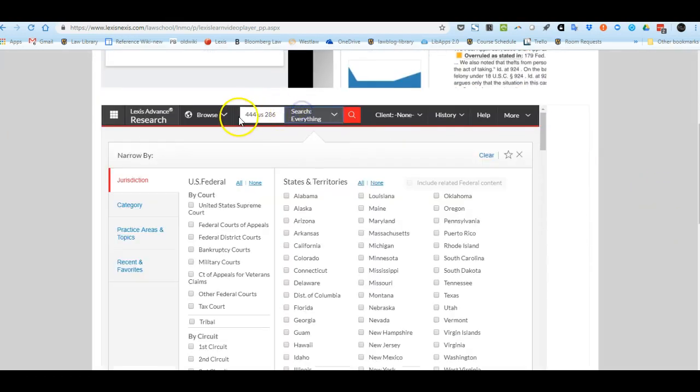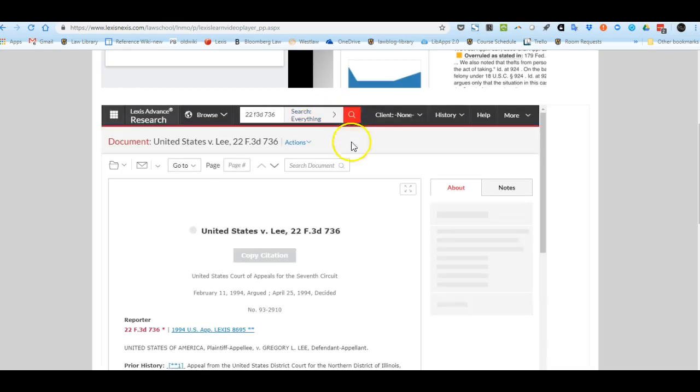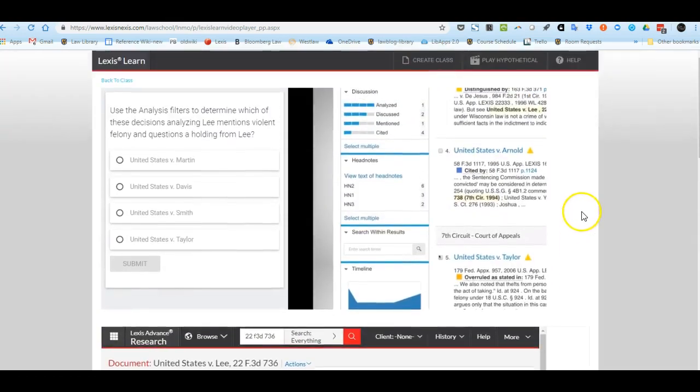So that's where I want to go. Okay, so 22 F.3d 736. Sure. So using the analysis filters, determine which of these decisions analyzing Lee mentions violent felony and questions a holding from Lee.